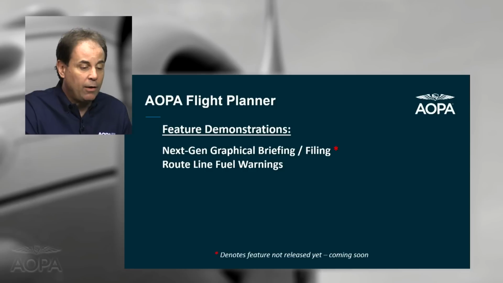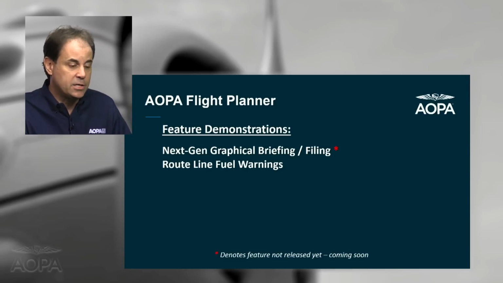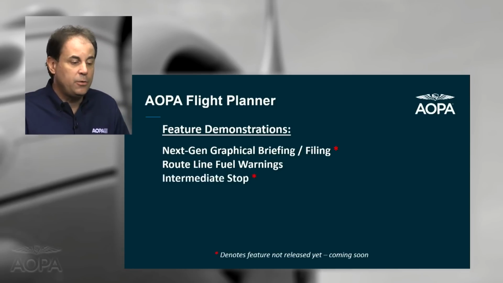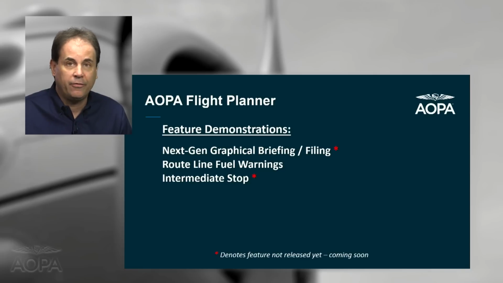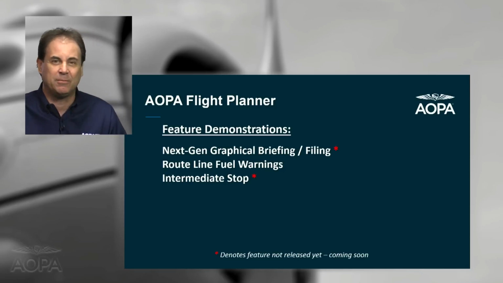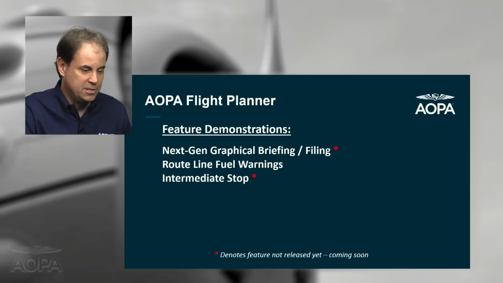We're going to look at route line fuel warnings. And the reason I put this in here second is it's a good segue into the intermediate stop feature. And this is the number one user requested, or member requested, feature we have in the flight planner. There are no other flight planning tools that I'm aware of that have this feature. And after we've started working on it, I sort of know why. Nobody else has attempted to do this. It sounds very simple, but it is actually quite complex to do.